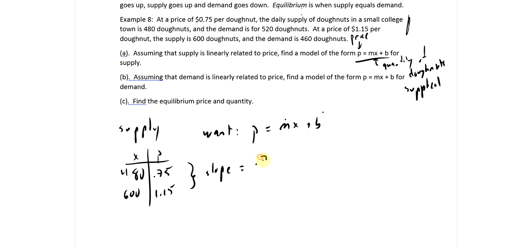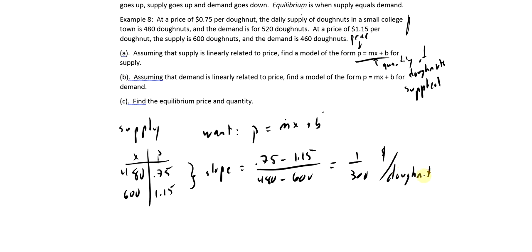So 0.75 minus 1.15, this minus that, divided by this minus that, over 480 minus 600. And if you grind that out, that's 1 over 300 dollars per donut. And that's dollars per donut supplied.